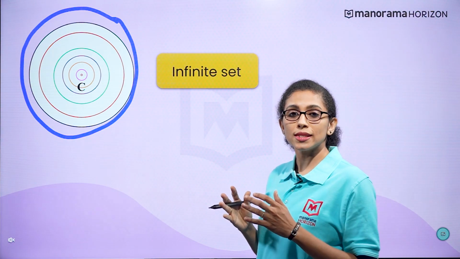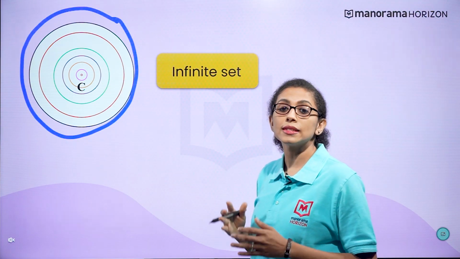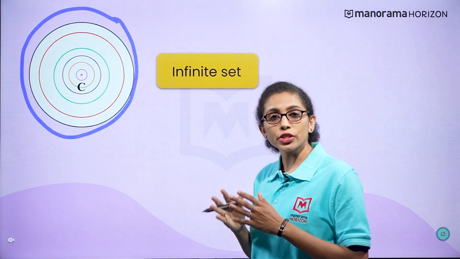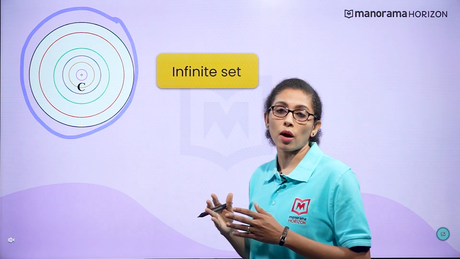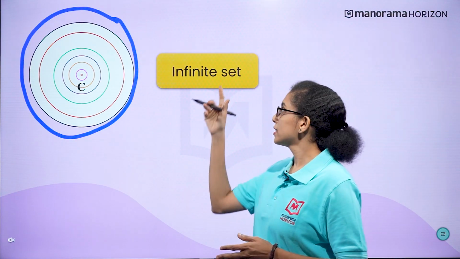Thus, we can say the set of concentric circles in a plane is unbounded. Such a type of set which is unbounded or unlimited is called an infinite set.